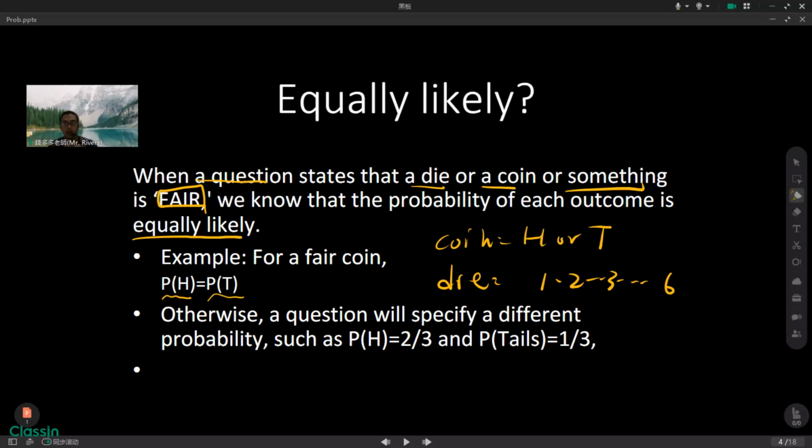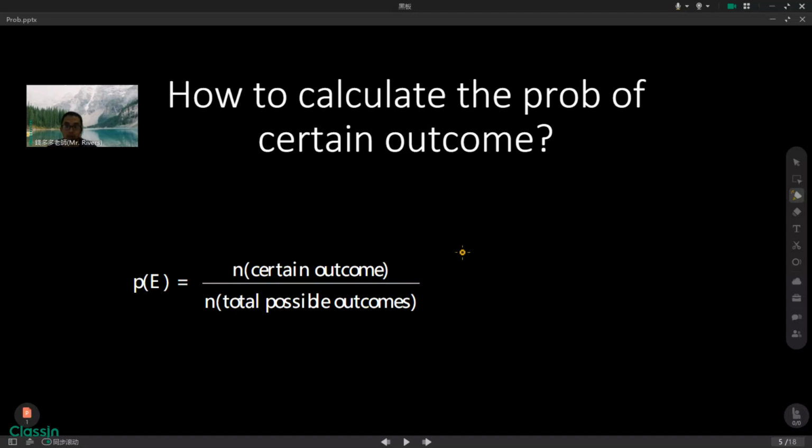But what if it's not equally likely? In this case, a question will always specify a different probability. For example, it will tell you that P(heads) might be 2 over 3 and P(tails) might be 1 over 3. The question will tell you the different probabilities. Okay, till now, any question? If we don't have any questions, we just keep going. Moving to the next topic.